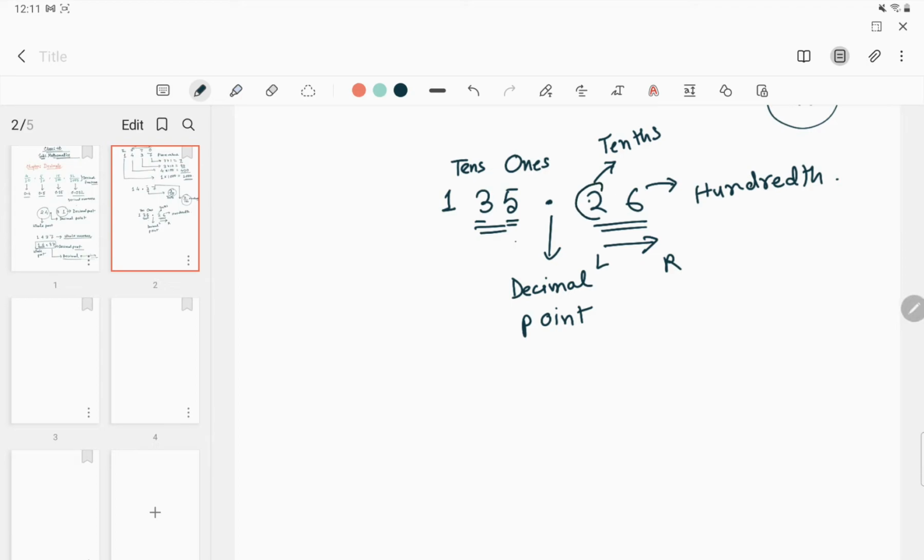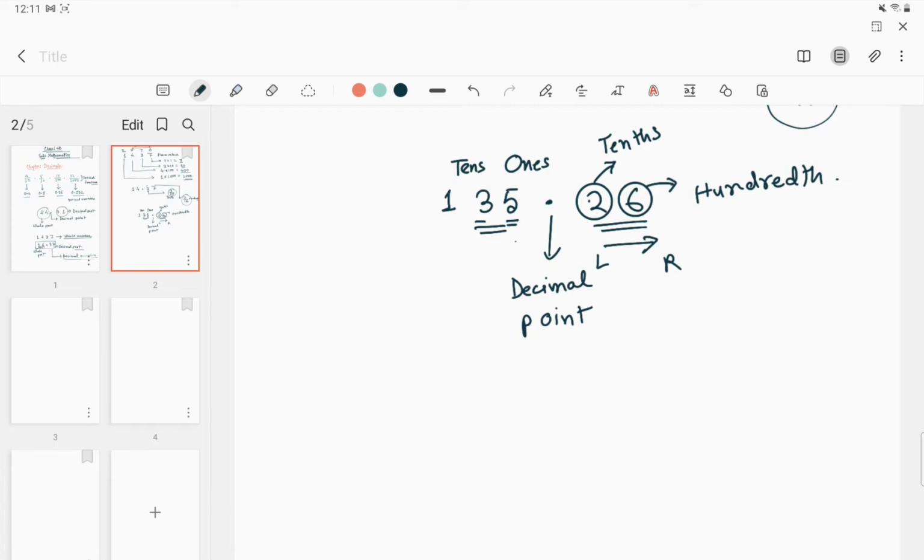So this is tenths, this is 6, this is 100th. So it is decreasing 10 times. This is 1/10th, this is 1/100th. Then after 6, if there is any number, then it would be 1000th, and so on.